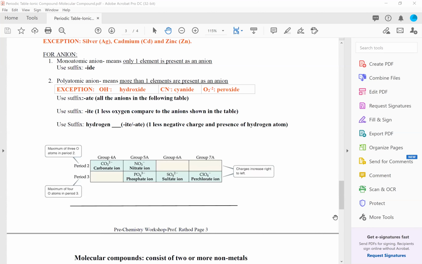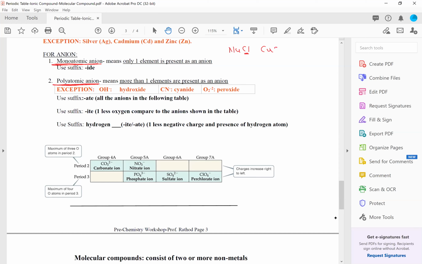Okay, so for anion, there are different possible anions. The first type of anion is called monoatomic anion, and the second one is called polyatomic anion. So let's try to understand what is monoatomic anion and what is polyatomic anion. As you can see, the word itself explains it. Mono means single. It means you have only one element as an anion. All the examples that we said, like NaCl. In this case, Cl is an anion. But what is Cl? Cl is just one element.